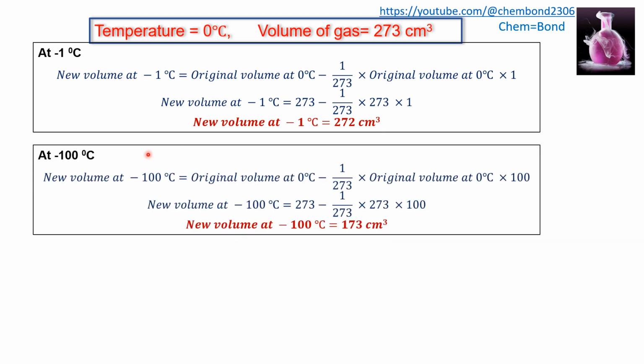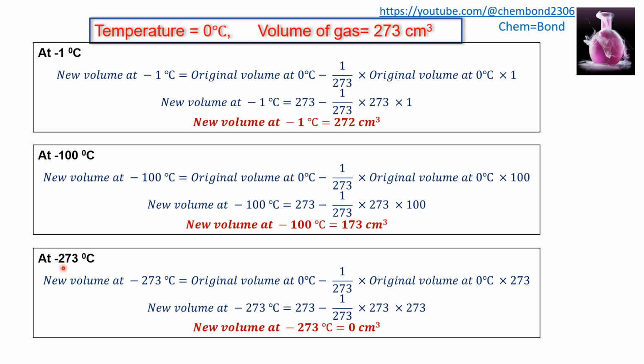Now changing the temperature down to minus 100 degree C. All the formula is the same except this temperature. Here we will put 100 degree C and we will get the new volume at minus 100 degree C as 173 cm cube.